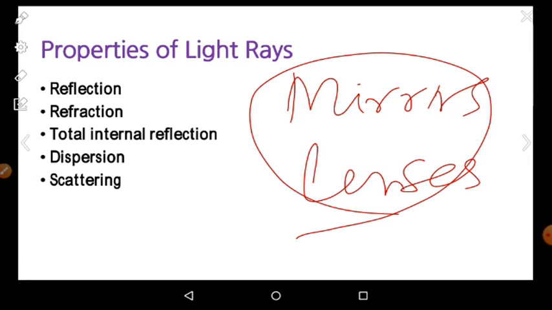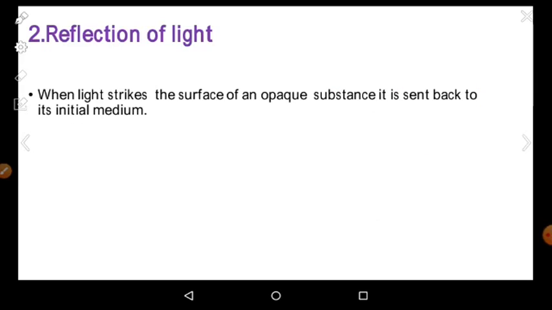So ray optics is a branch of physics which deals with light particles based on Newton's corpuscles theory, and in this ray optics we are going to study the properties of reflection, refraction, total internal reflection, dispersion and scattering, and also the system of mirrors and lenses and the defects occurring in the lenses called aberrations.